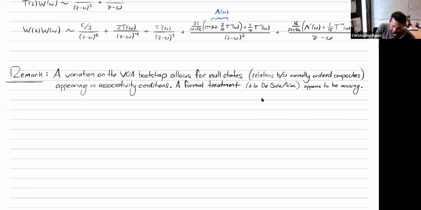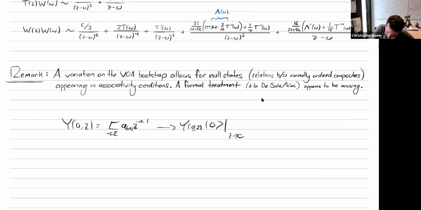I should just say, if you have Y(a, z) = sum of a_n z^(-n-1), this is the thing that you have in general. So here's a field. I'm going to claim that it's local. Then I want to define T on my vector space. I'm just going to do it. So remember that Y(a, z) acting on the vacuum, in the limit where z goes to 0, is just going to give me a_(-1) acting on the vacuum.